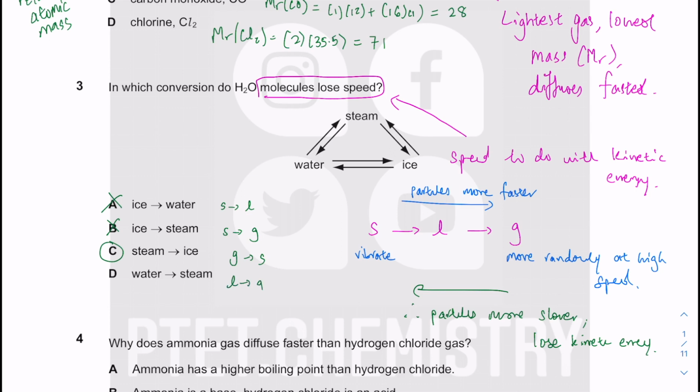Water to steam is boiling, and boiling requires energy, and you gain kinetic energy because you move faster and faster until you overcome all the forces of attraction. Then you have the boiling point and you become gas.